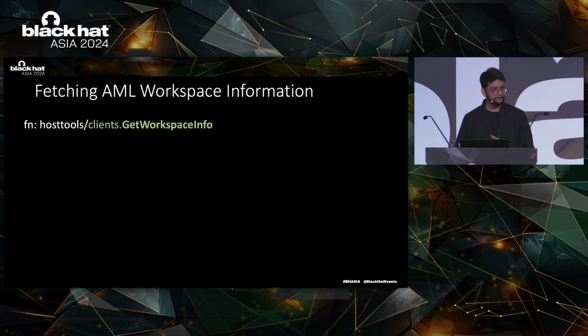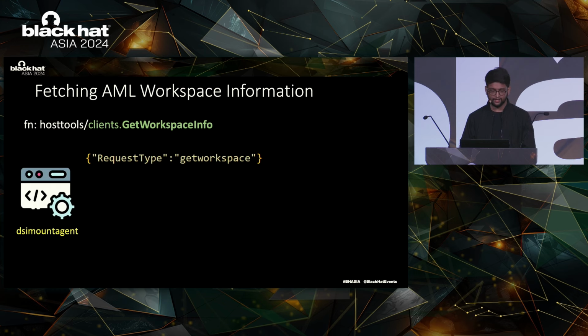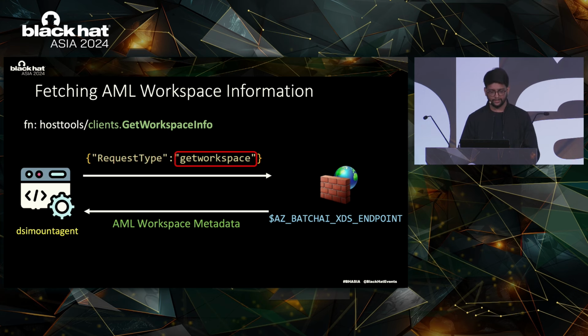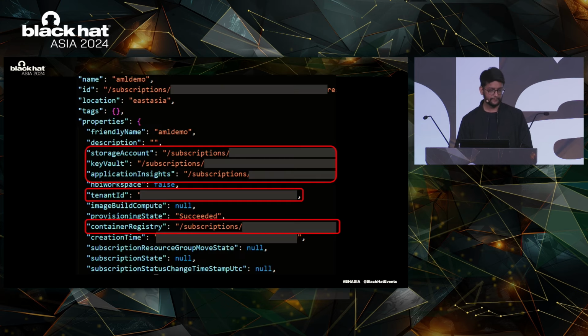So we reversed the binary, DSi Mount agent, and we found this function called clients get workspace info in this binary, and we have this request type set to get workspace, which is the post request body. This request is sent to the batch AI XDS endpoint using the same pair of certificate and the private key that we saw earlier. And in the response, we get the AML workspace's metadata. This metadata contains information such as the storage accounts, resource ID, the key vaults, application insights, the tenant IDs, the subscription ID. So this can be thought of like the who am I of the AML workspace.